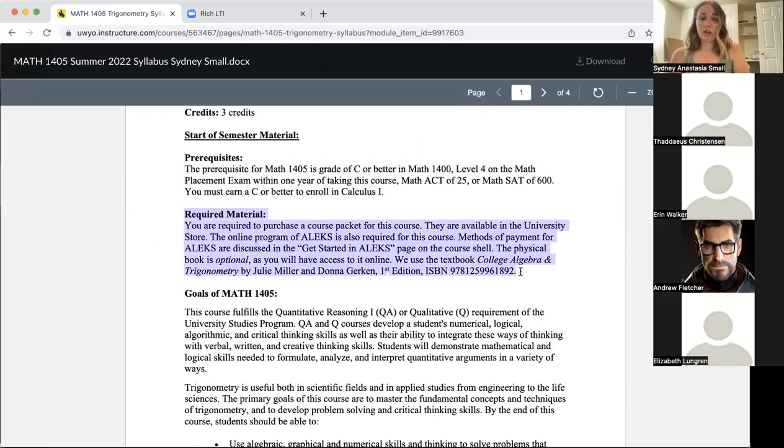Required material. There's some kind of unfortunate circumstances with the required material and the bookstore right now. Some of you have already emailed me. Currently, there's this book in the bookstore listed. I think it's called Understanding Pre-Calculus or something. That is not the correct book. I don't know what that is. I don't know why it's there. Please do not buy Understanding Pre-Calculus or any other book other than the course packet.